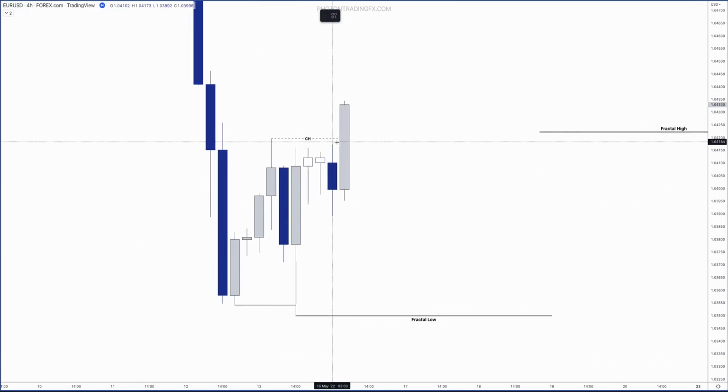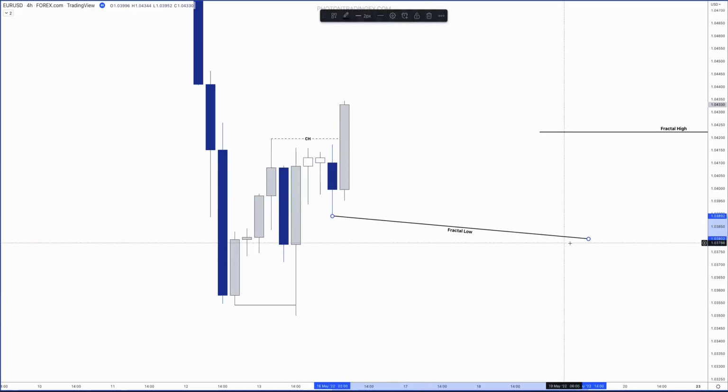Did this candle break the previous candle's high? Yes, it did. Okay, cool. Did this candle here break the previous candle's high? Yes, it did. Okay, cool. Did this candle here break the previous candle's high? No, it didn't, okay? So this should be our fractal low. But if we draw it across, price has traded through it. So does that make sense? No, okay? So remember that example that we went through in the previous lesson where we then adjust it to this level here, right? And then that becomes our new fractal low, okay?